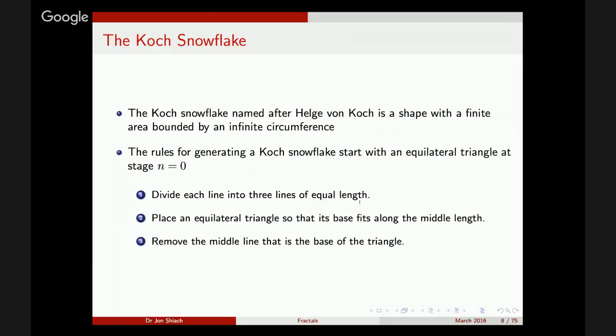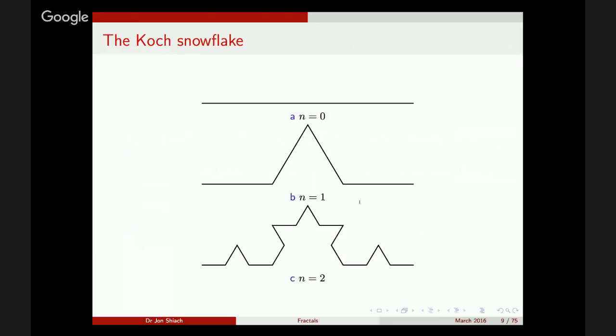And then you would just remove the middle line. Okay, so you're adding equilateral triangles to each edge at every iteration. Okay, so for example, if I was to take one line of that equilateral triangle, so we're just focusing on one edge. At stage n equals 0, we've just got a line.